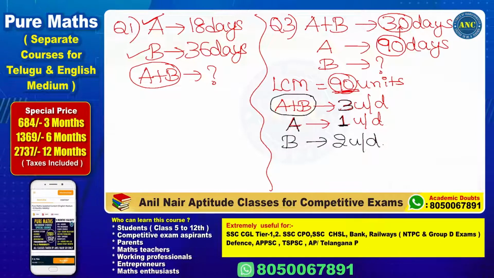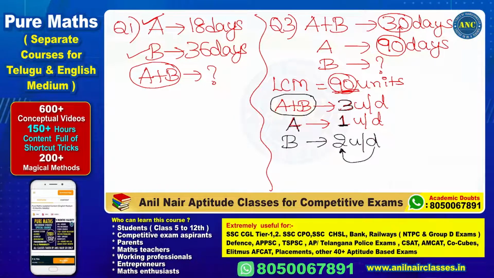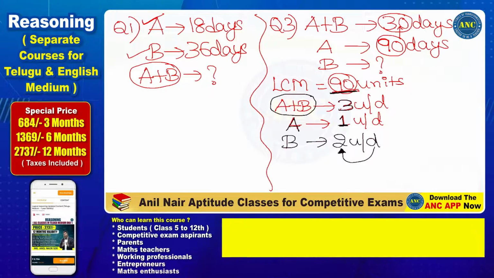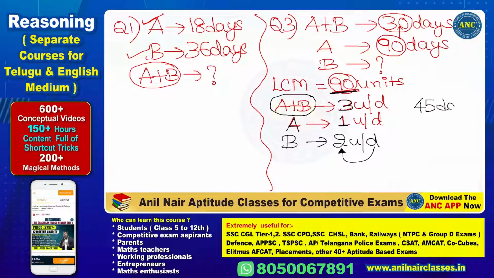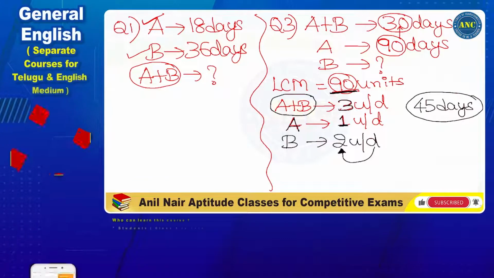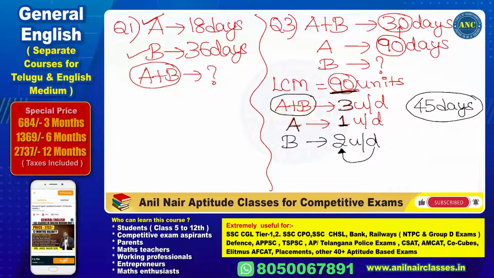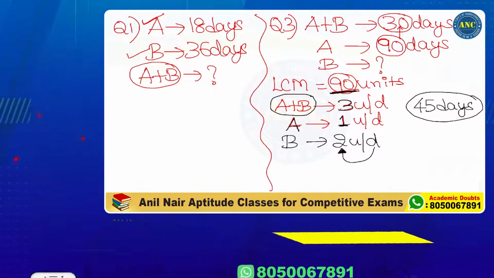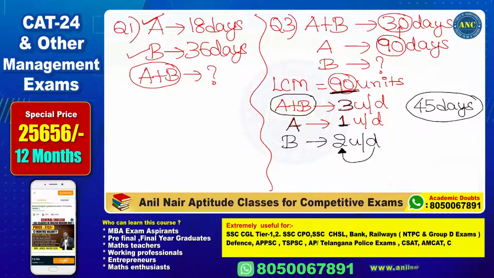What is the meaning of 2 chocolates per day? In one day, he will distribute 2 chocolates. To complete the 90 chocolates which are there in the box, how many days will he take? He will take 45 days, because 2 multiplied by which number is 90? 2 multiplied by 45 is 90, or 90 divided by 2 is 45 days.